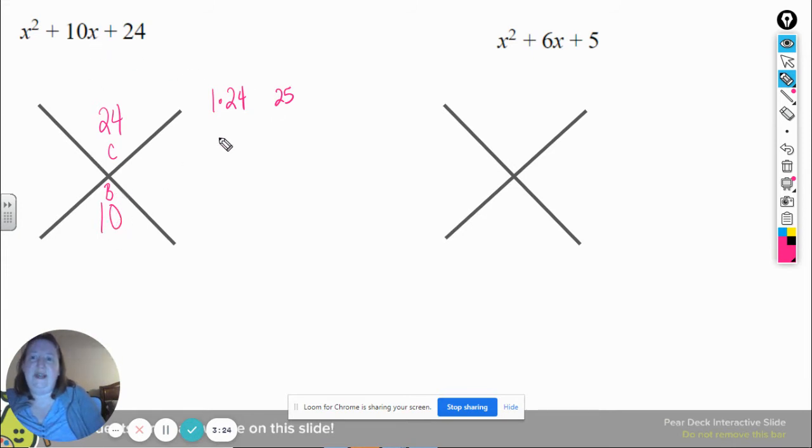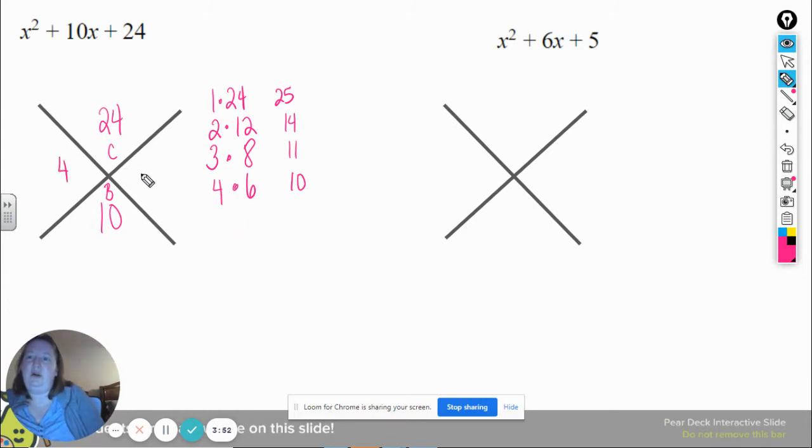I'm looking for 10. Okay, so I've got 2 and 12. 2 plus 12, that's going to be 14. Not what I'm looking for. 3 and 8. 3 plus 8 is 11. So that's not it, but I was close. 4 times 6. 4 times 6 is 24, and 4 plus 6 is 10. There you go. That's the pair.